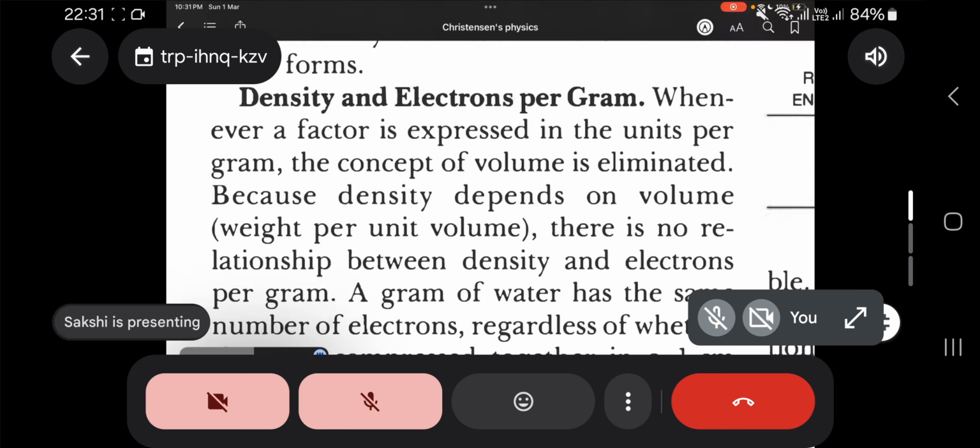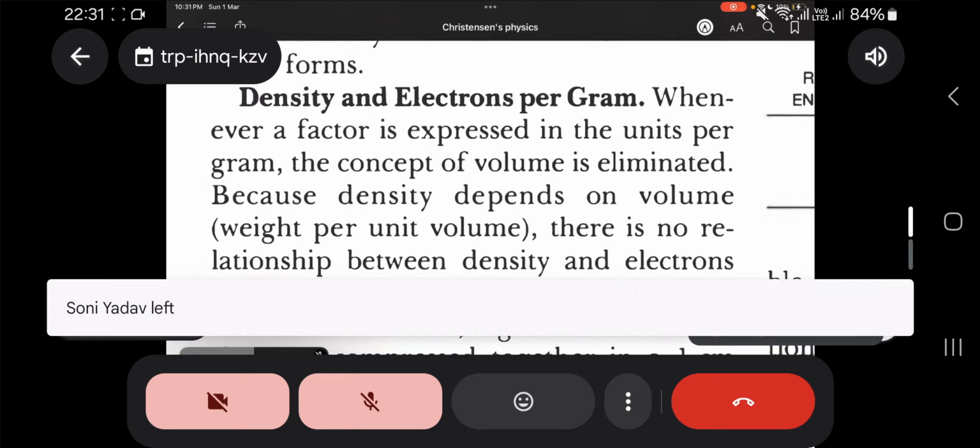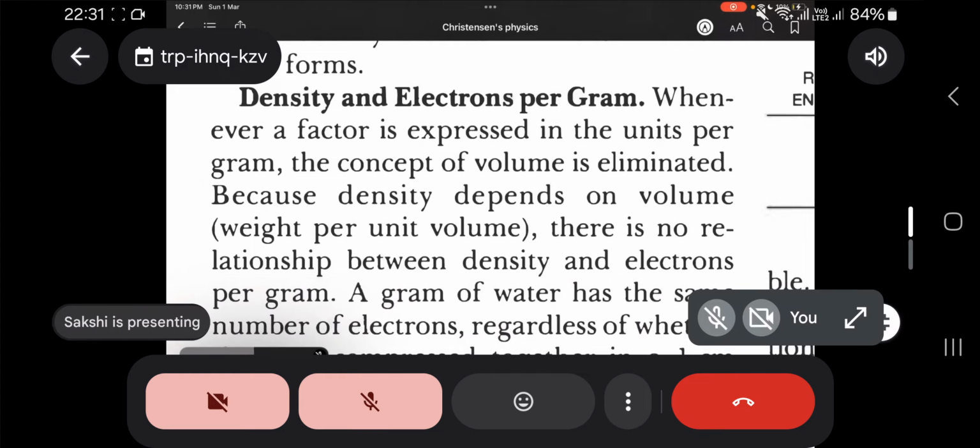Ma'am, the density and electrons per gram, what is the relationship between them? As density increases, electrons per gram also increases. Related. Anyone else? Harsha? No relationship between density and electrons per gram. Why?